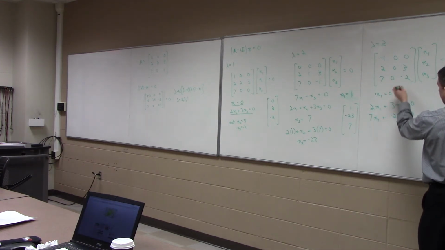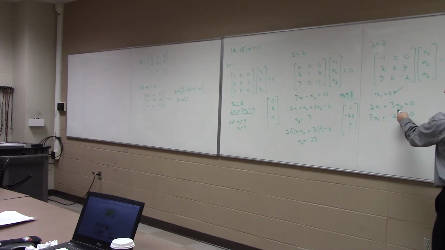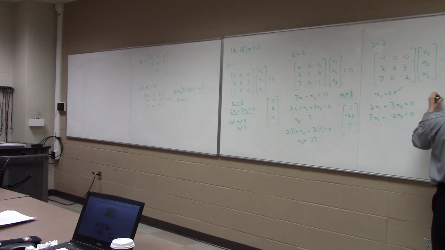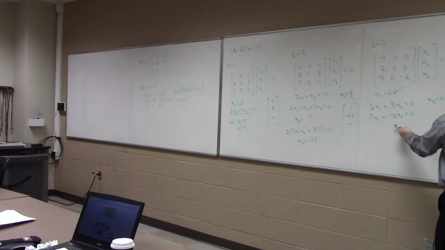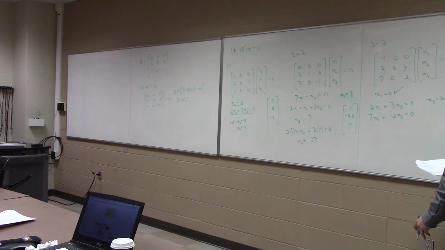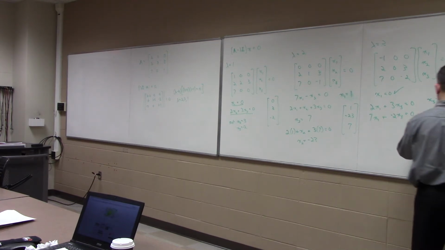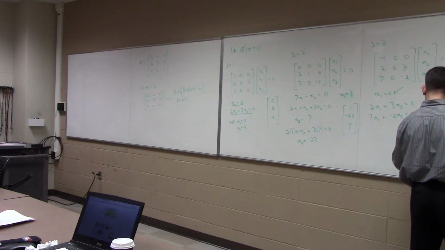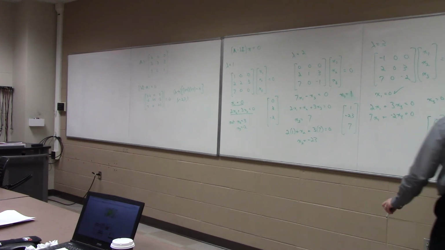So x1 is equal to 0. If 2x1 plus 3x3 is equal to 0, x3 is equal to 0. And this last equation kind of restates that x3 is equal to 0, right? So I've got x1 is equal to 0, x3 is equal to 0. I have no idea what x2 is. I can choose it at will. That would be my third eigenvector.